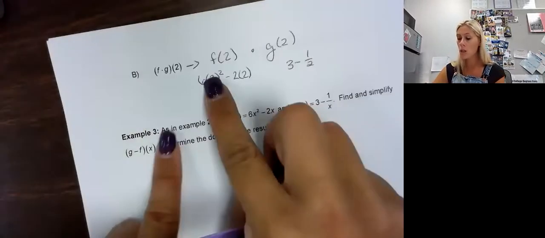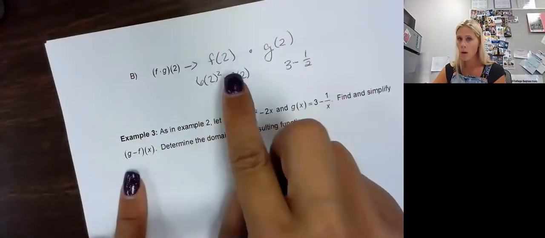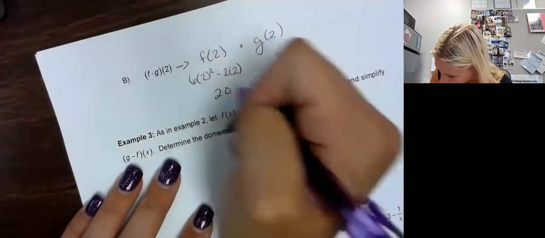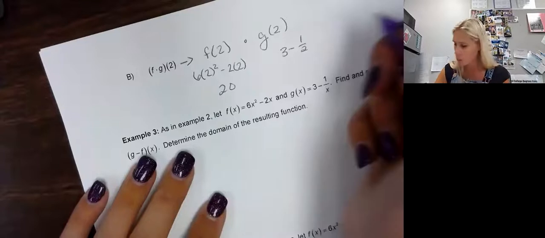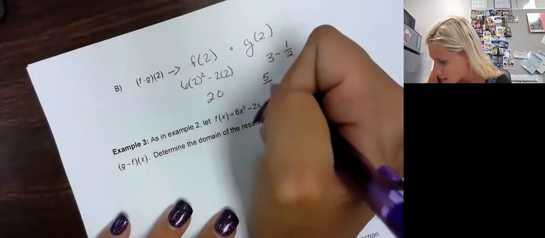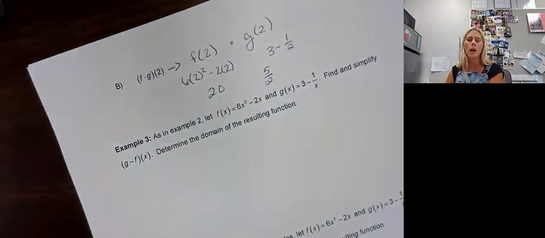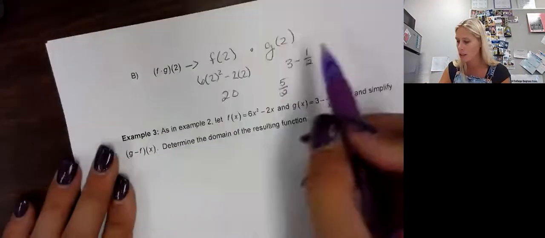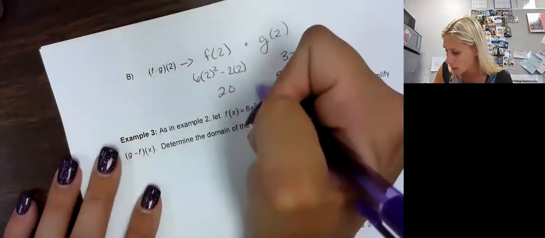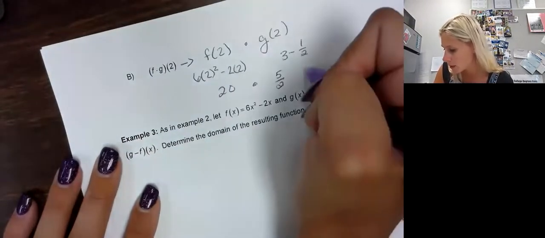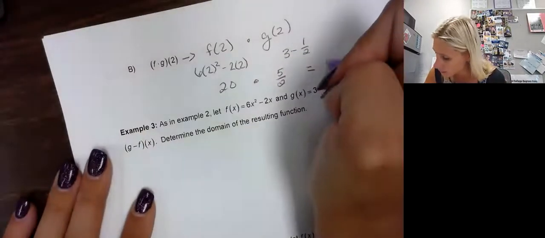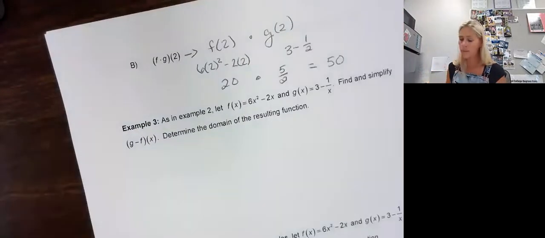So let's see what we have on this side. That's 4, 24. 24 minus 4 is 20. And then 3 minus 1/2 is 2.5. But I'm going to keep that as an improper fraction, so that way it's easier to multiply straight across. This is 5/2. Okay. And then again, we're going back to our operation, which is multiplication. So our answer is 50. Okay.